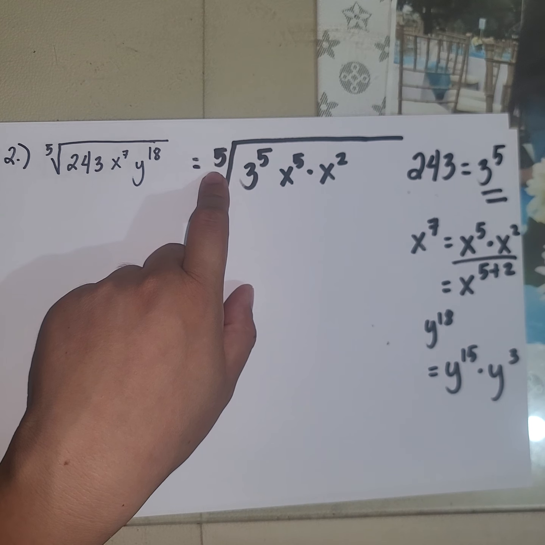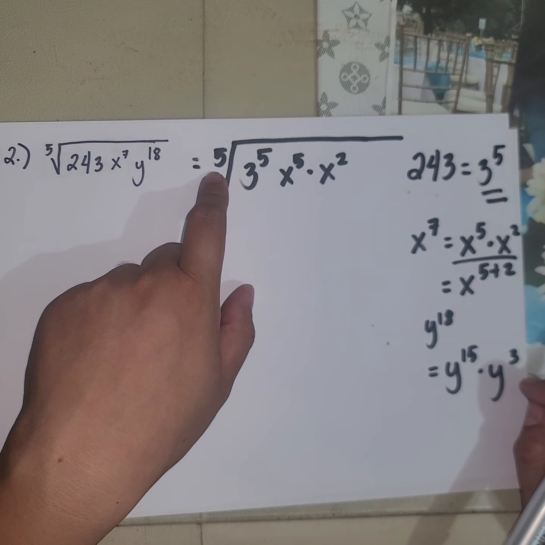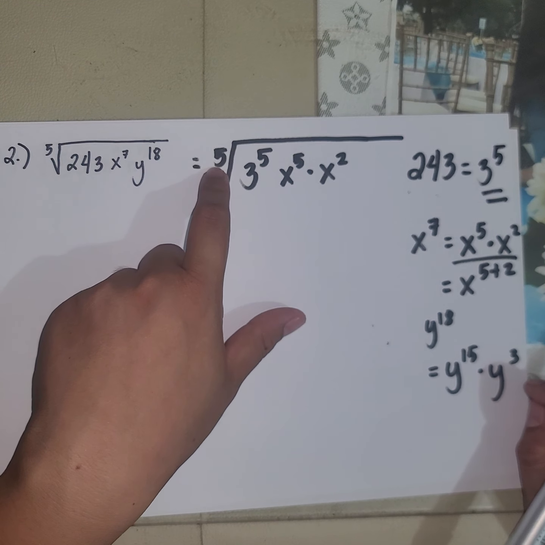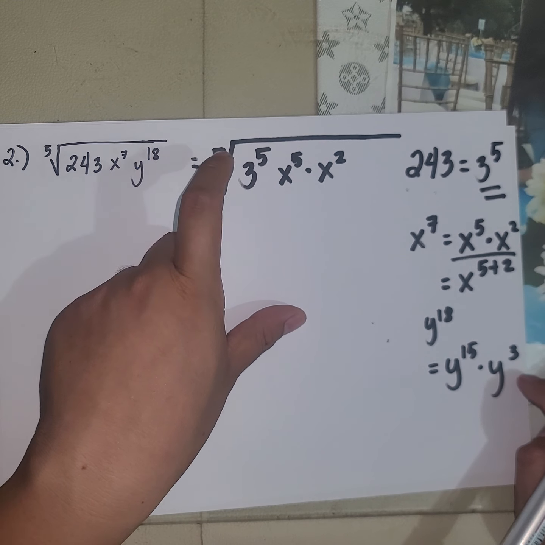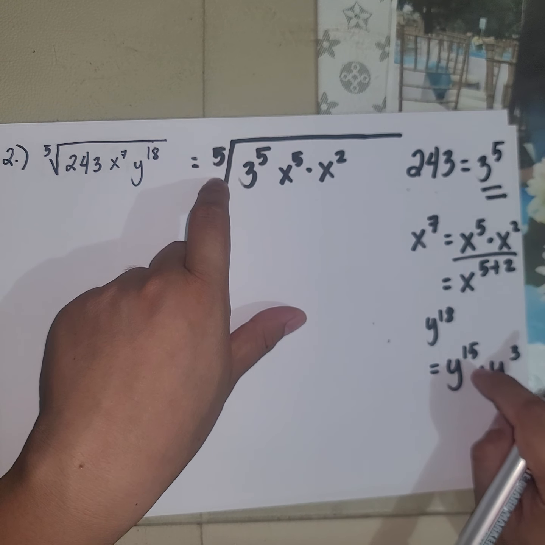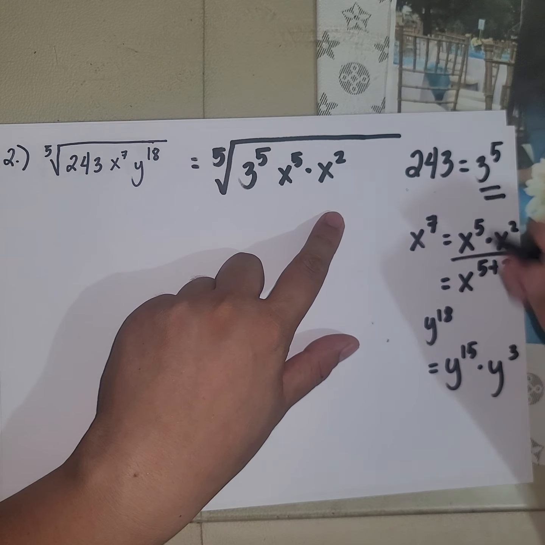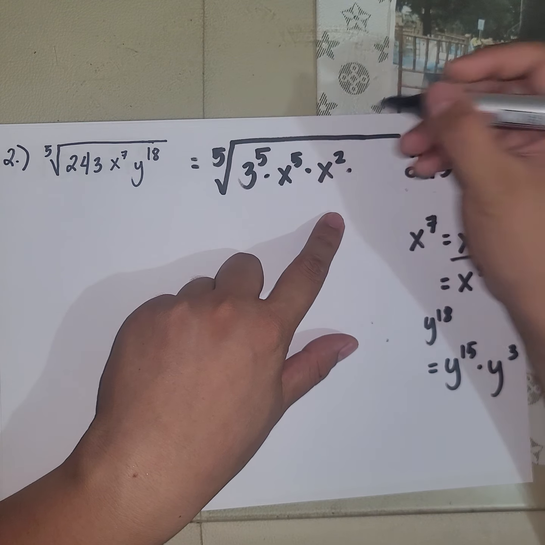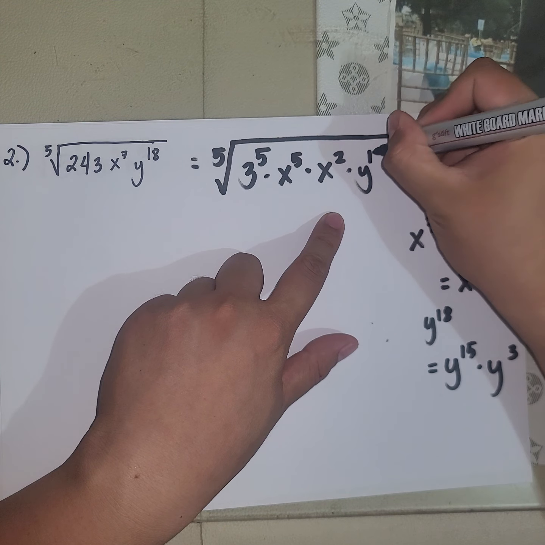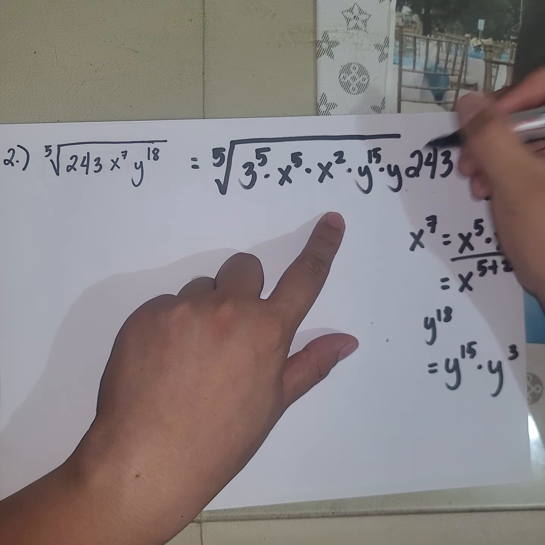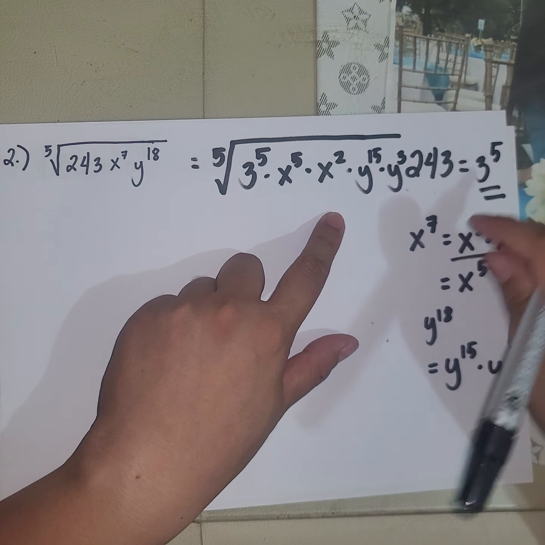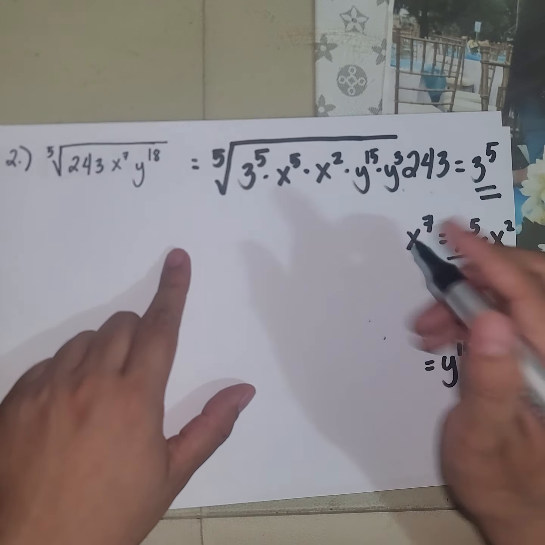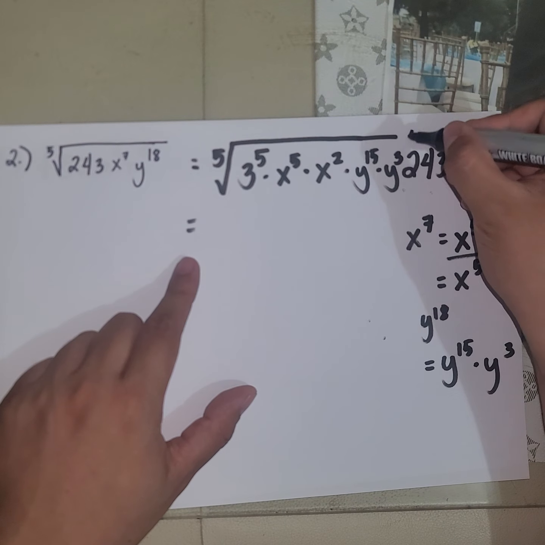Pwede namang 6 and 9, pwede namang 9 and 9. Tandaan, yung 9 and 9 is not divisible by 5. Yung 15 and 3, divisible by 5. So, palitan natin. So, that is y raised to 15 times y raised to 3.